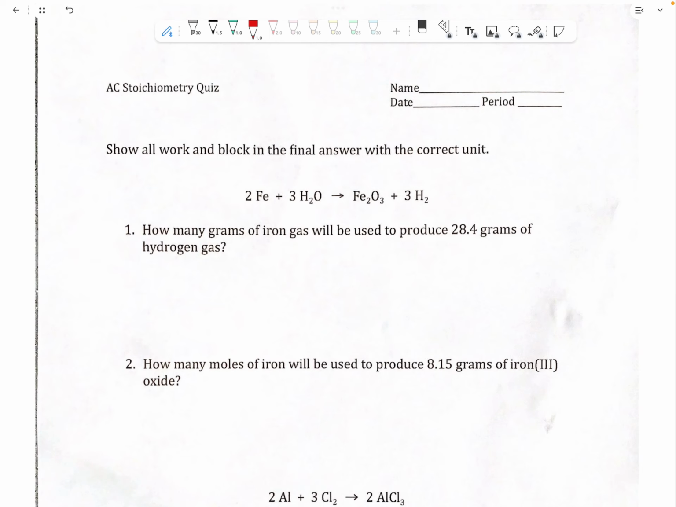So let's read the first question. How many grams of iron gas will be used to produce 28.4 grams of hydrogen gas? Well, here we go. Looks like we're going to label our A over here and label our B over here. So let's put that up there in the equation also.